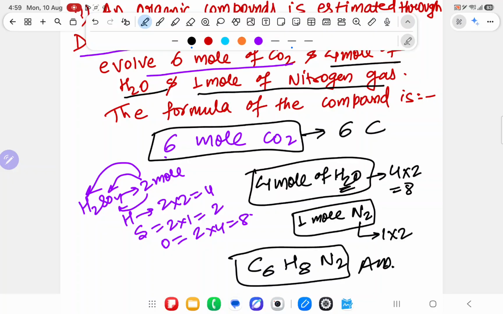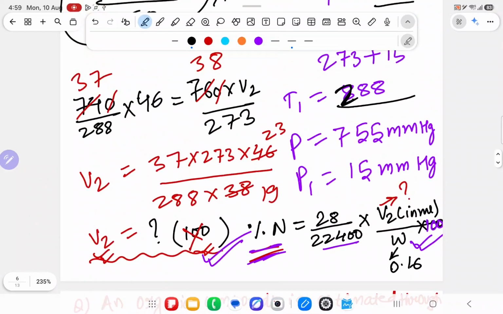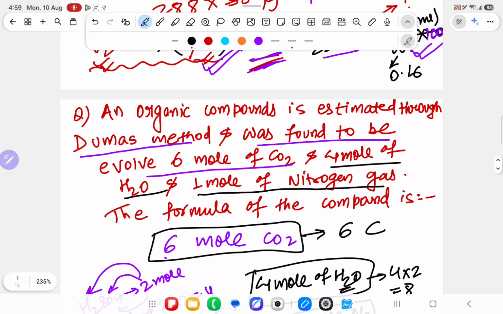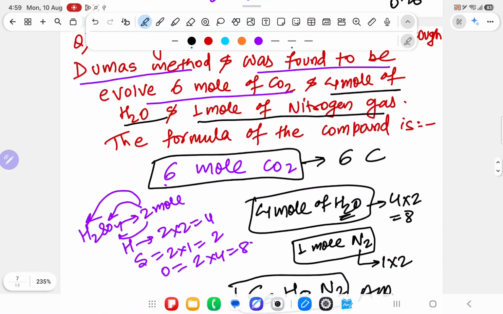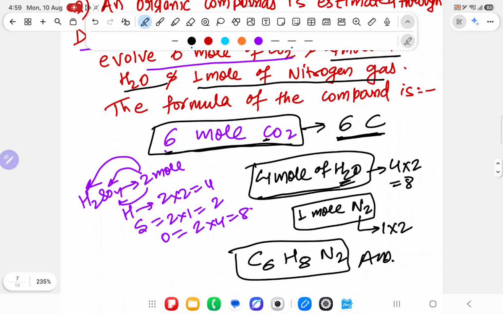This question is a little bit different. What you have to see is that it is not like the formula questions, where the data is not given again. The organic compound is estimated through the Dumas method. Okay, nitrogen is there, which means Dumas method. It was found to be 6 mole of carbon dioxide. 6 mole of carbon dioxide means 1 carbon is there, so 6 into 1, carbon is 6. Then 4 mole of water, hydrogen is 2 over here, so 4 into 2, you will get 8.